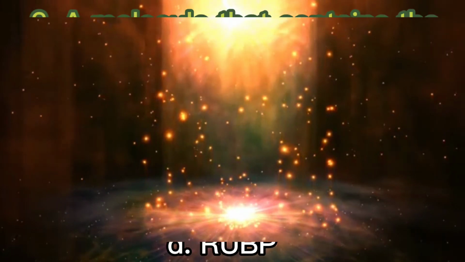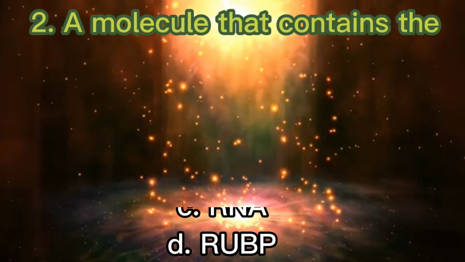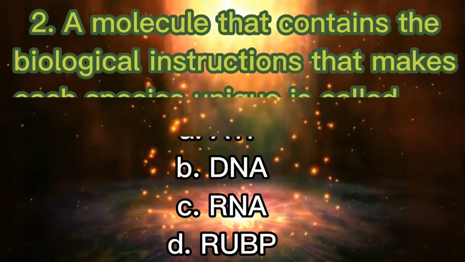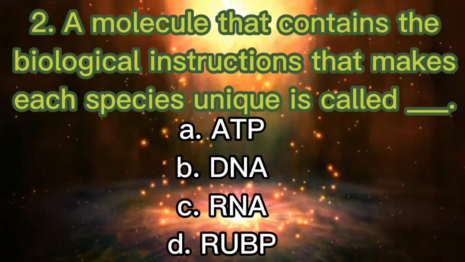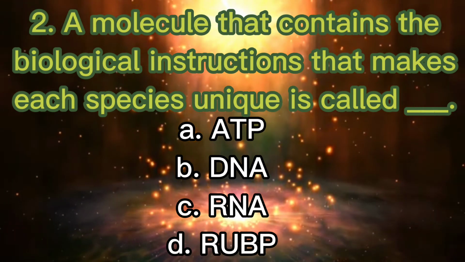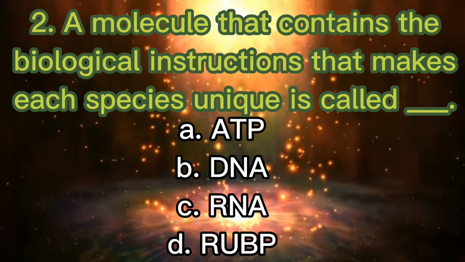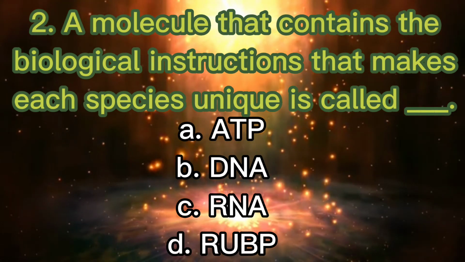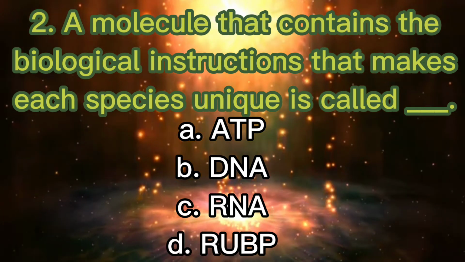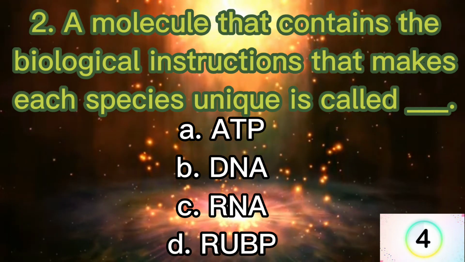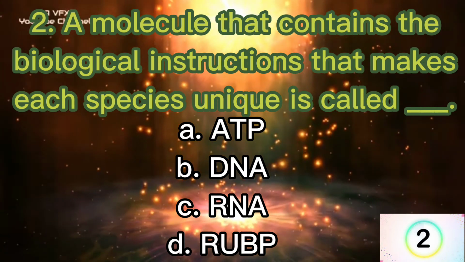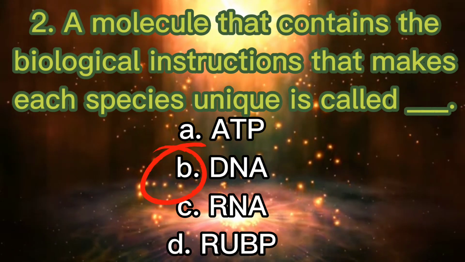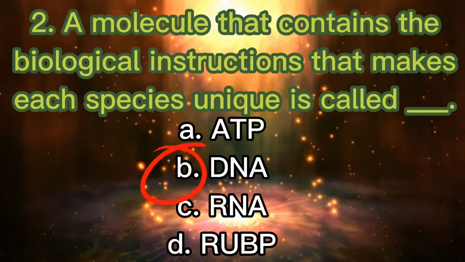Number 2. A molecule that contains the biological instructions that make each species unique is called blank. Letter A. ATP. Letter B. DNA. Letter C, RNA. And letter D, RuBP. Very good. The correct answer is letter B.